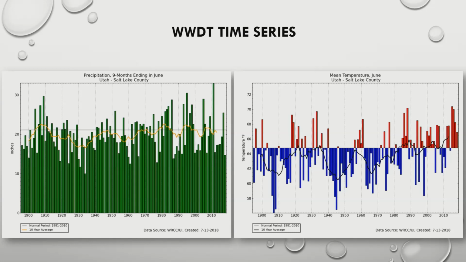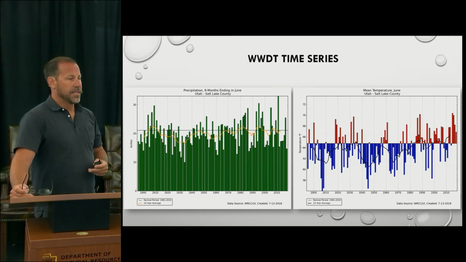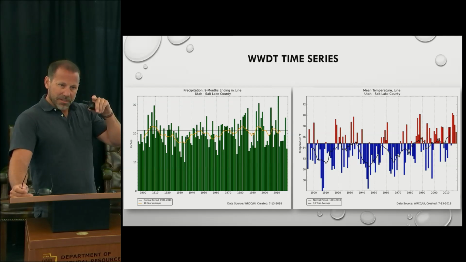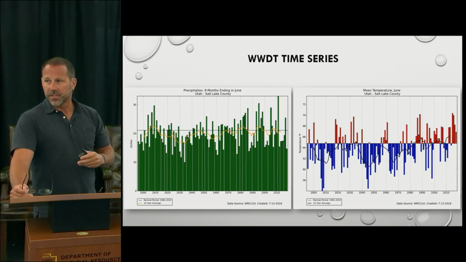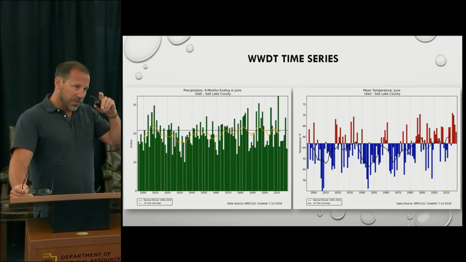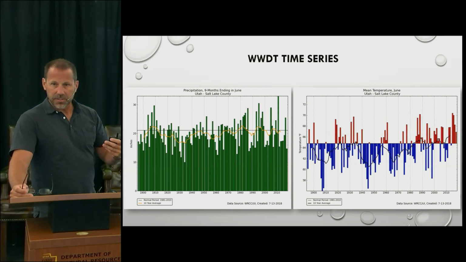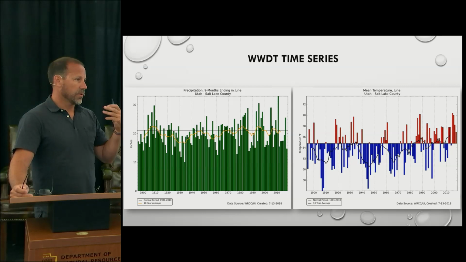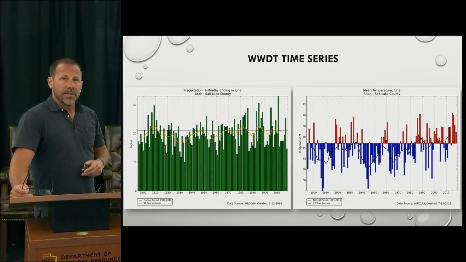So we have an interactive map on it, and you can pick a particular pixel, because this is gridded data. This is 4 kilometer gridded data. So if you picked a pixel over Salt Lake City, or you could do it by hydrologic unit, county, or you can do it statewide. For example, on the right side, that's a temperature time series, and that is for Salt Lake County.